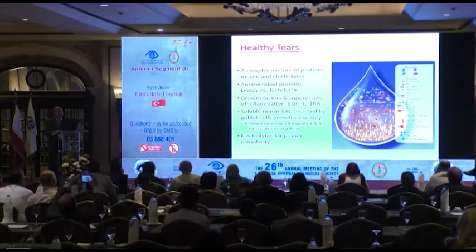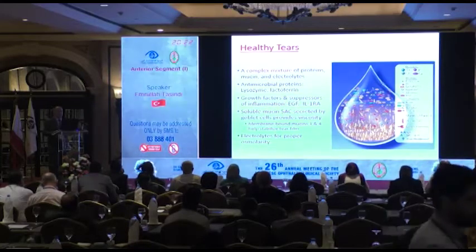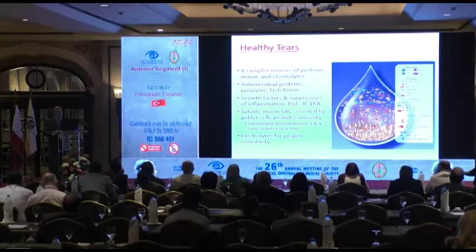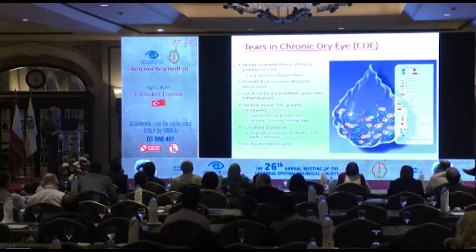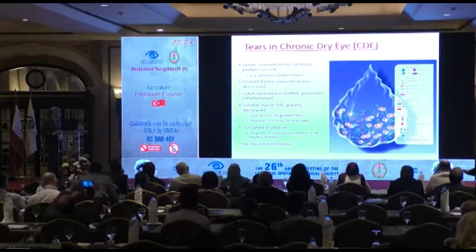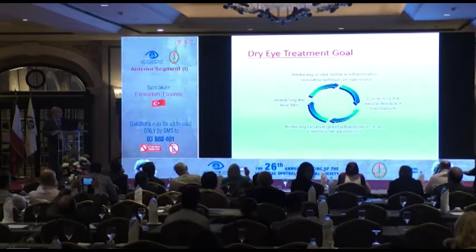What we are treating, we just need a healthy tear. This is a very old slide, but I like it very much because we see a complex mixture of proteins, mucins, and electrolytes, everything inside. What is not in the normal tear film, we have to look at: the lesser concentrations and growth factor concentrations, and cytokines are very important. So increased electrolytes give us very important notices. And this takes us to the treatment goal.